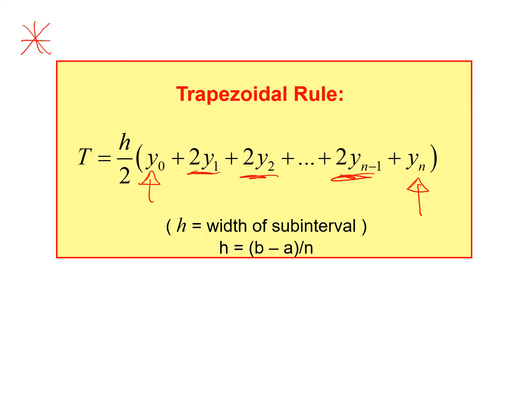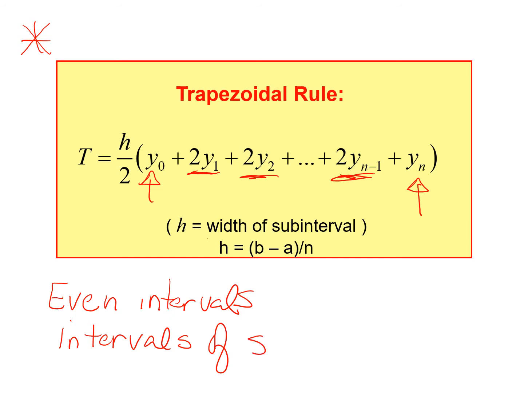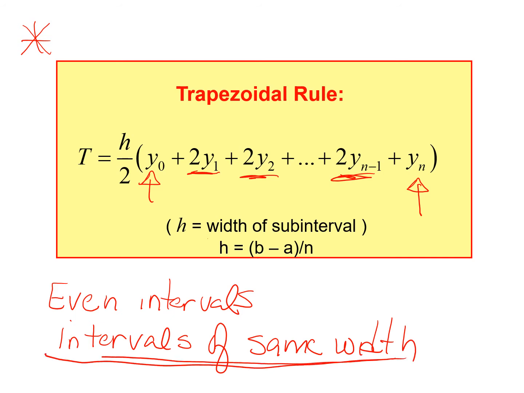Now, this trapezoidal rule has a limitation. Write down the limitation. It only works with even intervals. And I guess a better way of saying even intervals, all of your intervals have to be of the same width. Okay, this only works if you have intervals of the same width, which life is not always like.